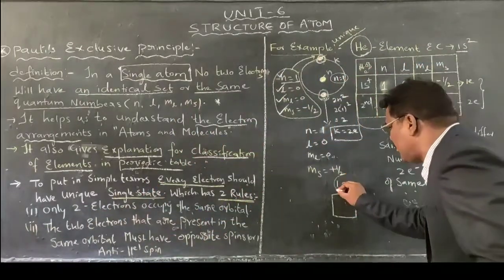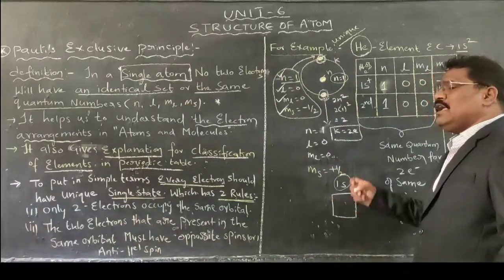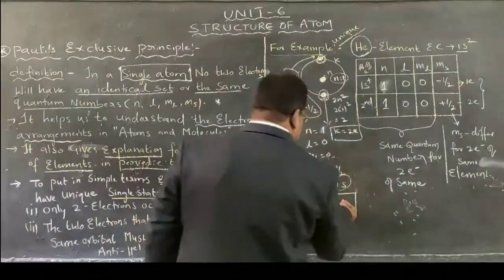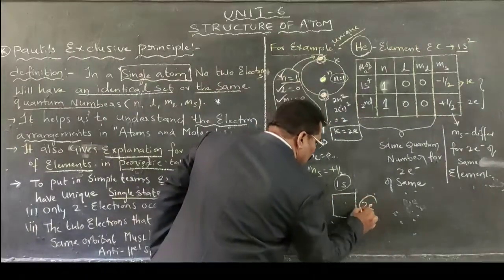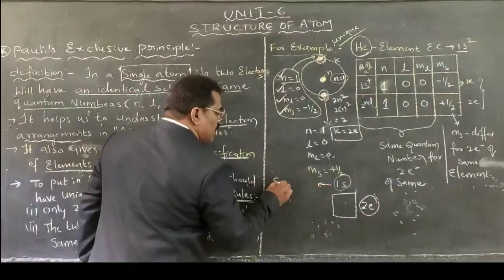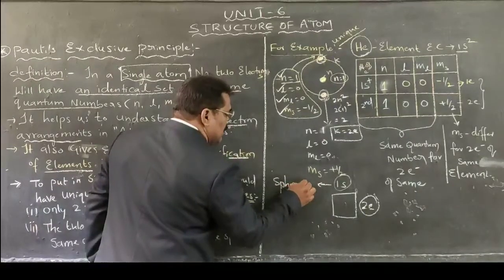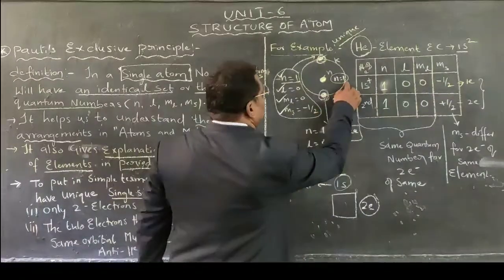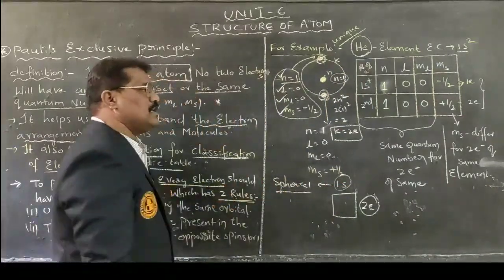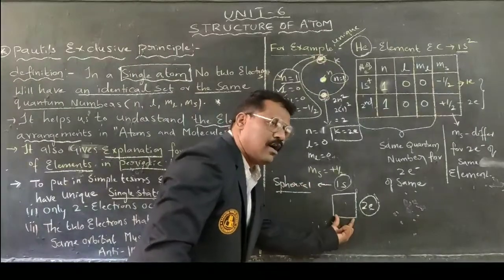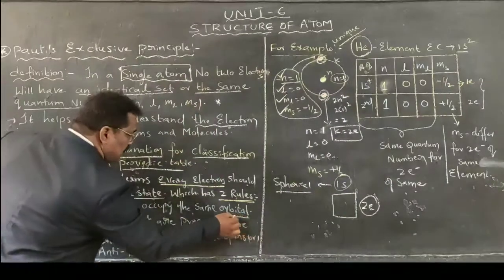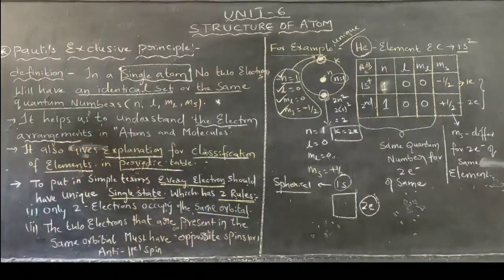If I am taking an s orbital, within this s orbital, how many electrons can be accommodated? Two electrons can be accommodated. The s orbital exists in a spherical shape, and it belongs to which shell? N is equal to 1, K shell. Therefore, the one s orbital, which is spherical in shape, will have two electrons within it. That is the first point, of the same orbital.